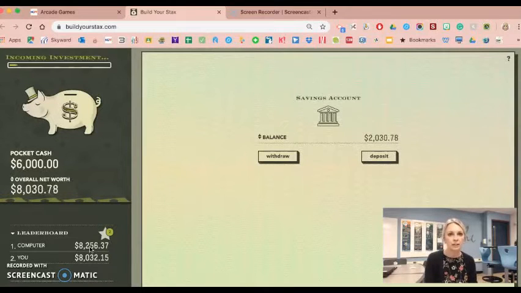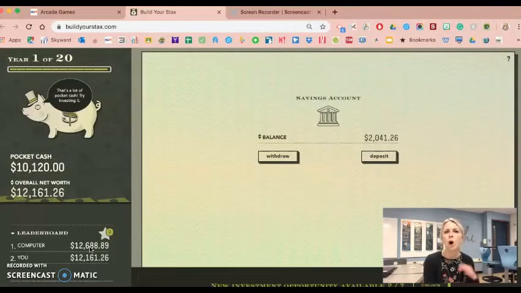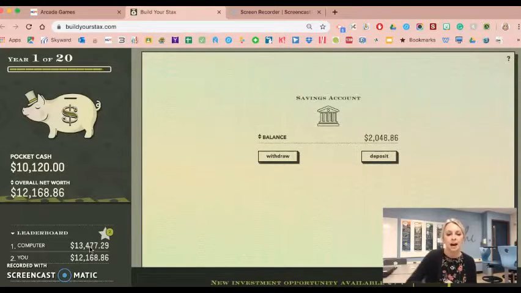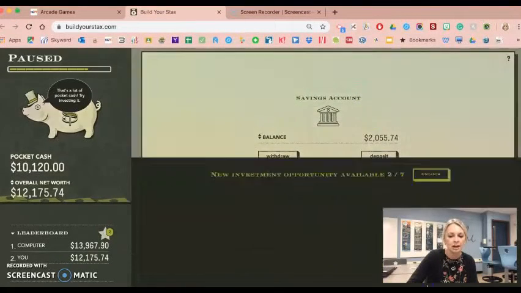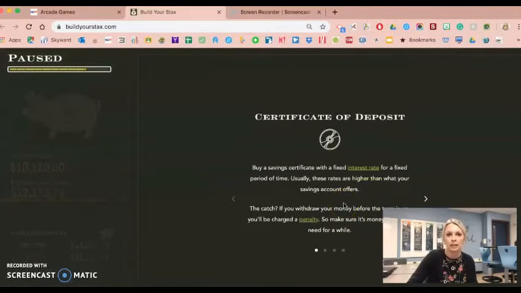It's a great learning lesson to teach students that average is okay. Putting your money in an index fund almost always wins. And almost always in these games, you're going to see, do you see down here at the bottom? Let me shift my screen just a little bit so you can see it. I have a new investment opportunity that I can unlock. So I now could put my money into a CD.